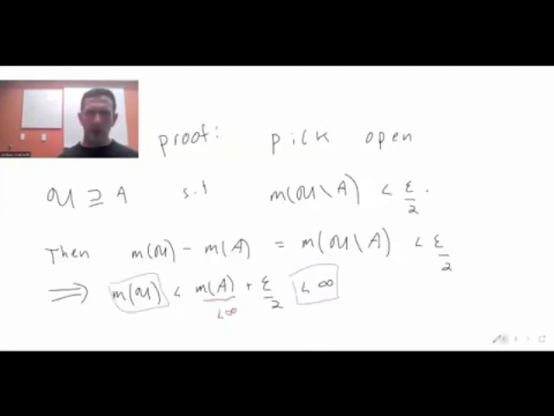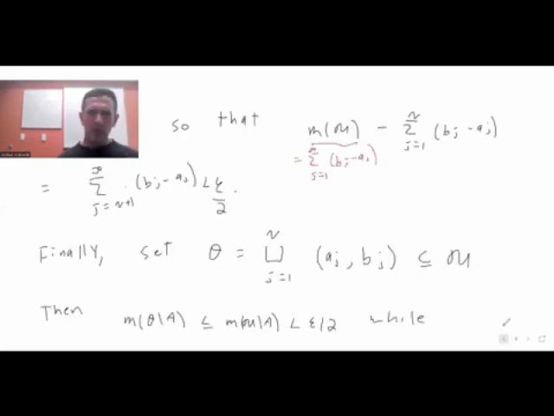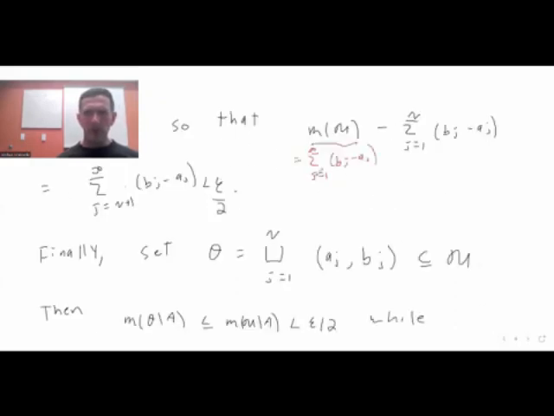While on the other hand, remember that A is a subset of U. So that means the measure of A take away theta is less than or equal to the measure of U take away theta, which equals the measure of U minus the measure of theta. I guess I technically didn't need to do all this, but I already did it.